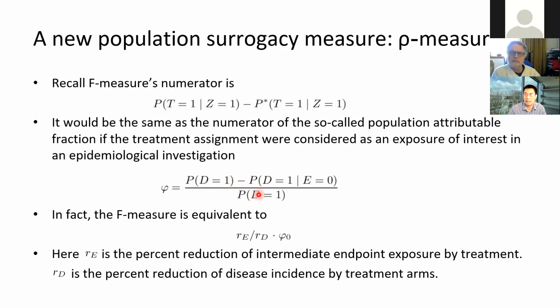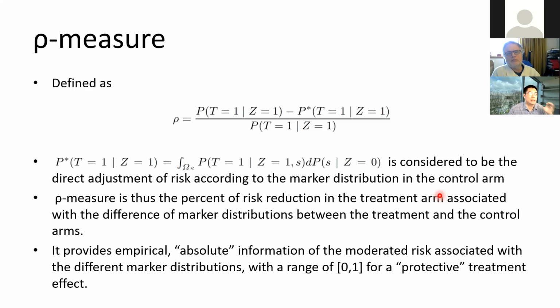The only difference is the denominator. In the population attributable fraction, you just look at the absolute risk of a disease, regardless of exposure, right? But in the F measure, you basically take the denominator as the difference of the total effect. So in fact, the F measure is equivalent to attributable fractions by a factor. And this factor is the ratio of the percent of reduction of the immediate endpoint exposure by treatment arm, and the RD is another measure.